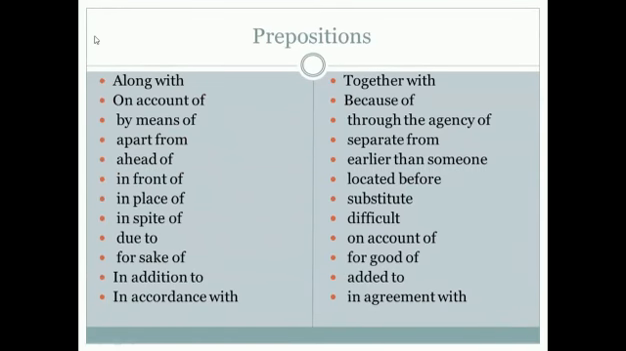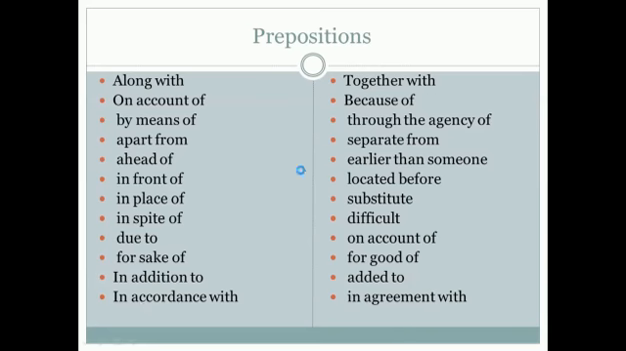And these are some of the prepositions along with, together with, on account of, nothing but, because of, by means of, through the agency of, apart from, separate from, ahead of, earlier than, in front of, located before, in place of, substitute, in spite of, difficult, due to, on account of, for sake of, for good of, in addition to, added to, in accordance with, in agreement. These are some of the meanings.